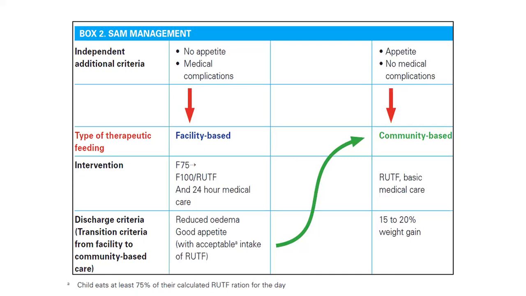What is the discharge criteria after the child has been fed and is tolerating the feed? If we have seen that the edema has reduced, the child has good appetite with acceptable intake of RUTF, and there is weight gain, we can discharge the child for community-based care. If in the beginning we find the SAM child to have a good appetite and there is no medical complication, we can manage the SAM child in the community also with ready-to-use therapeutic food and basic medical care, but we have to obviously monitor for weight gain.